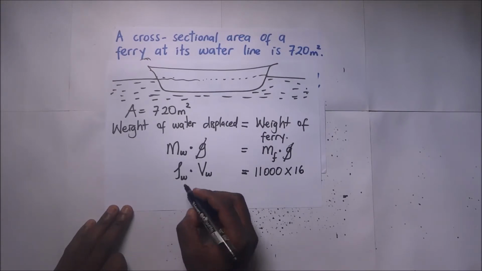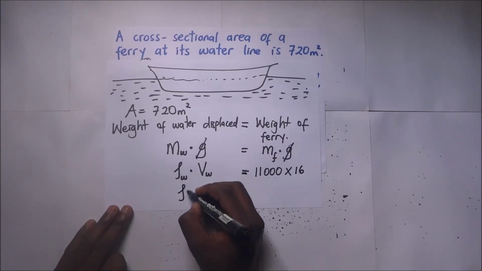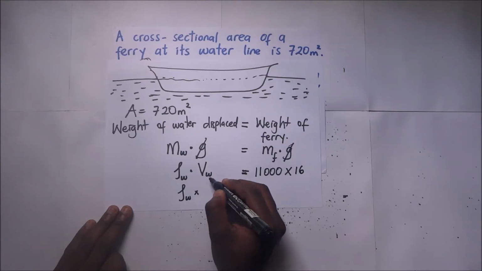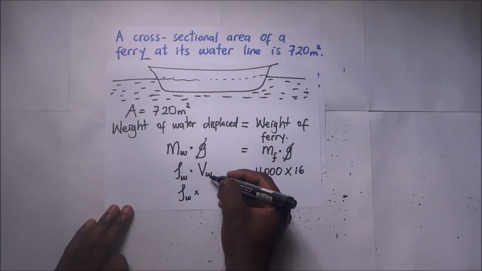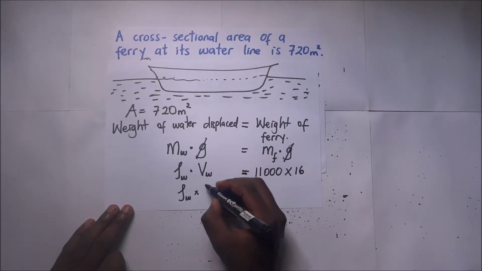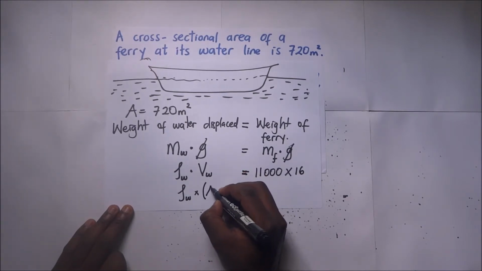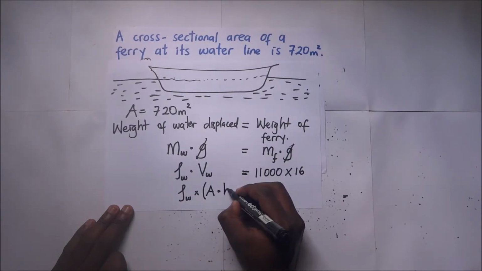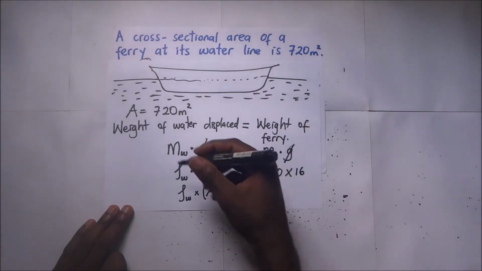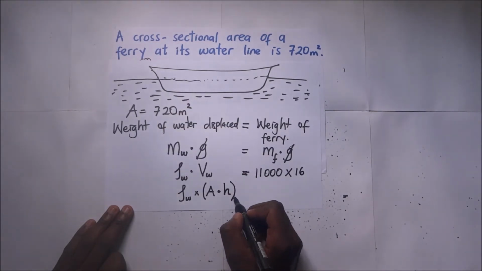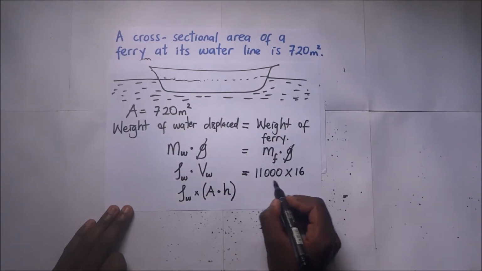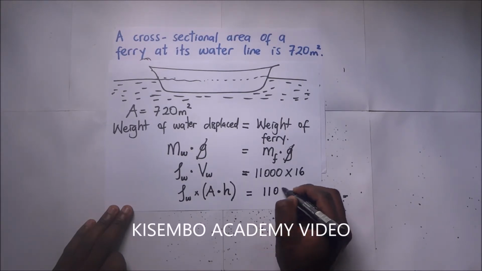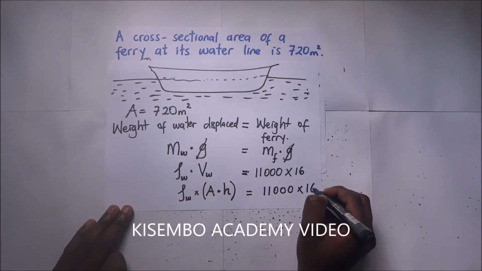So this becomes the density of the water multiplied by the volume of the water that has been displaced. The volume of the water that has been displaced is going to be given by the cross-sectional area of the ferry multiplied by the height, the depth that is sinking in as a result of these 16 cars that have been added on the ferry. So that is going to be equal to 11,000 times 16.